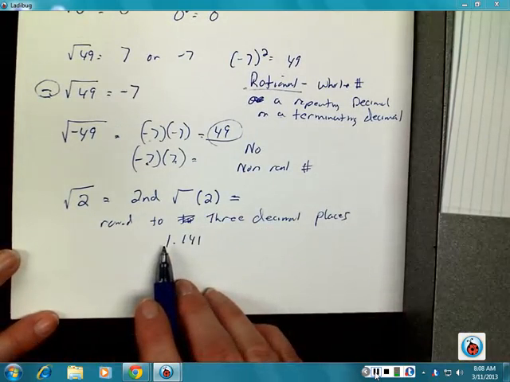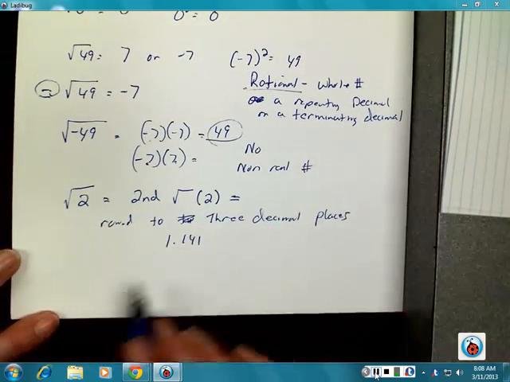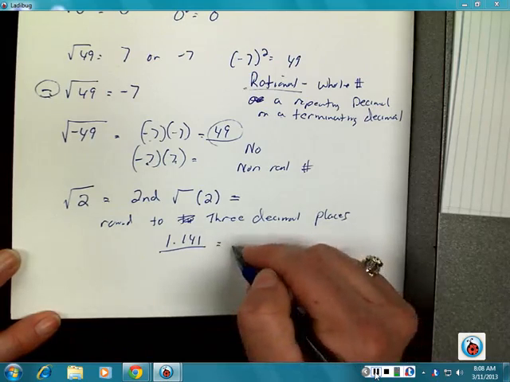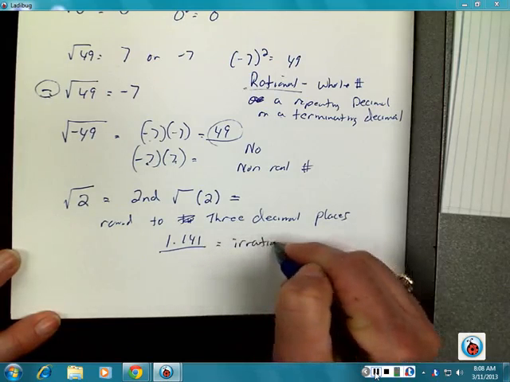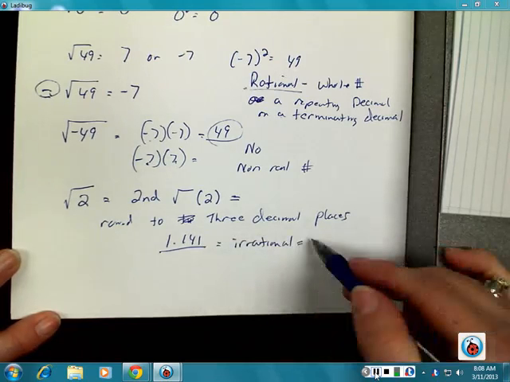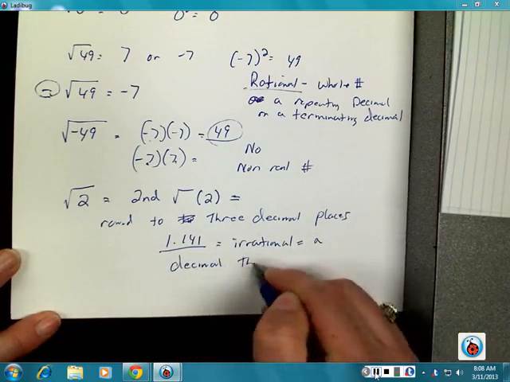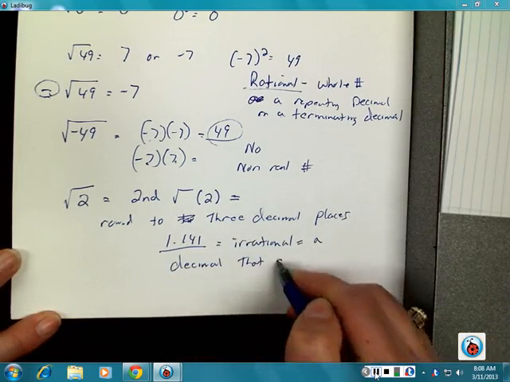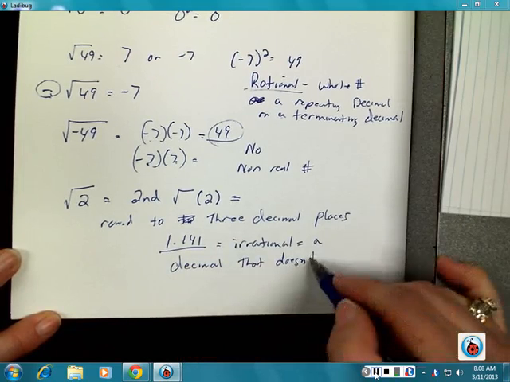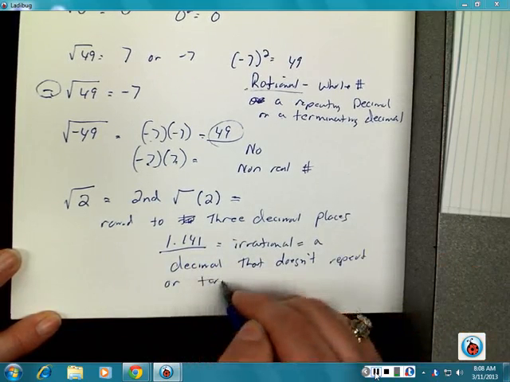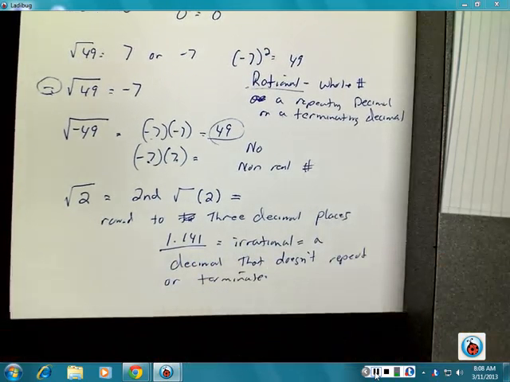Okay. If you look at this on your calculator, notice there's no pattern to it. Notice how it just keeps going. There's no combinations of anything. It kind of makes you think it might get a pattern in here, but it has no pattern, and so that's why we round it off. And this would be considered irrational. And irrational is a decimal that does not repeat or terminate. Okay, so that's our 3 definitions.